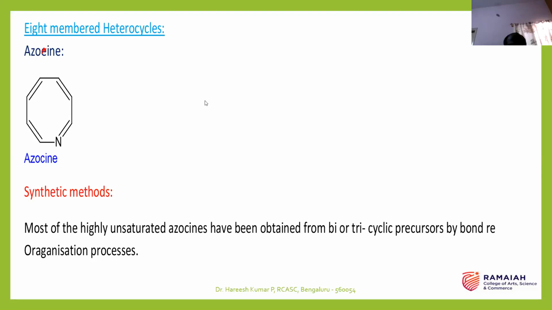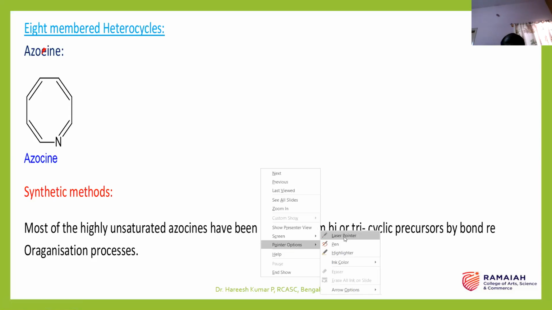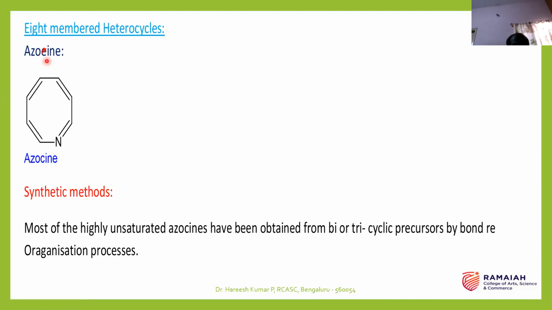Okay then. So now let's look into the 8-membered heterocycles. An 8-membered heterocycle with nitrogen as the heteroatom is called azocine.